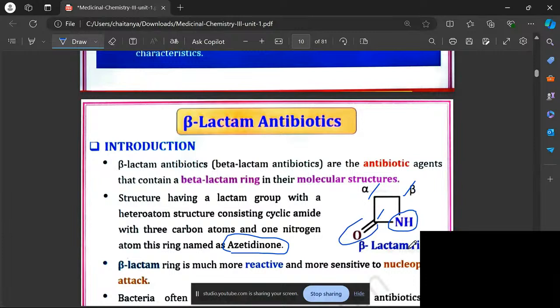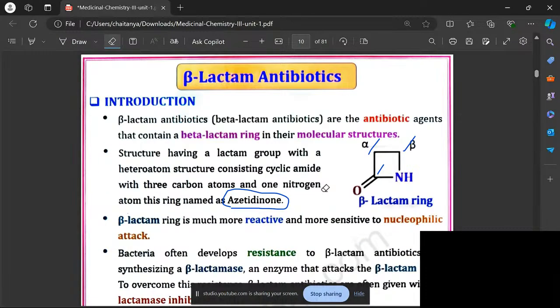You have to remember the structures in medicinal chemistry. So don't memorize the structure by heart or practice too much. Just see what's happening: the amine group with three cyclic carbons and a ketone group. This is called the beta lactam ring.